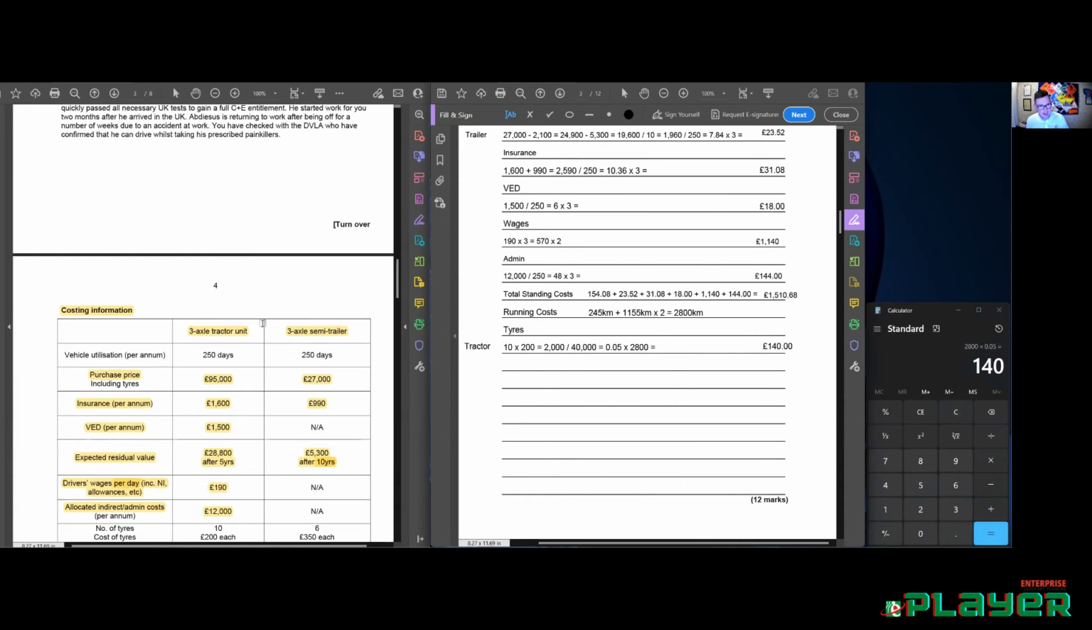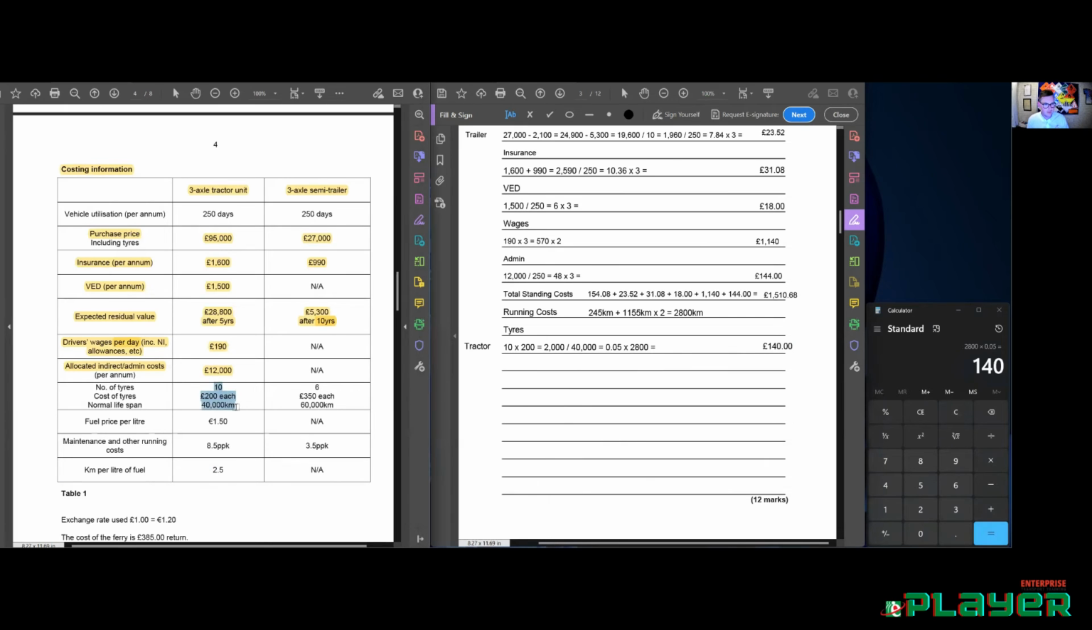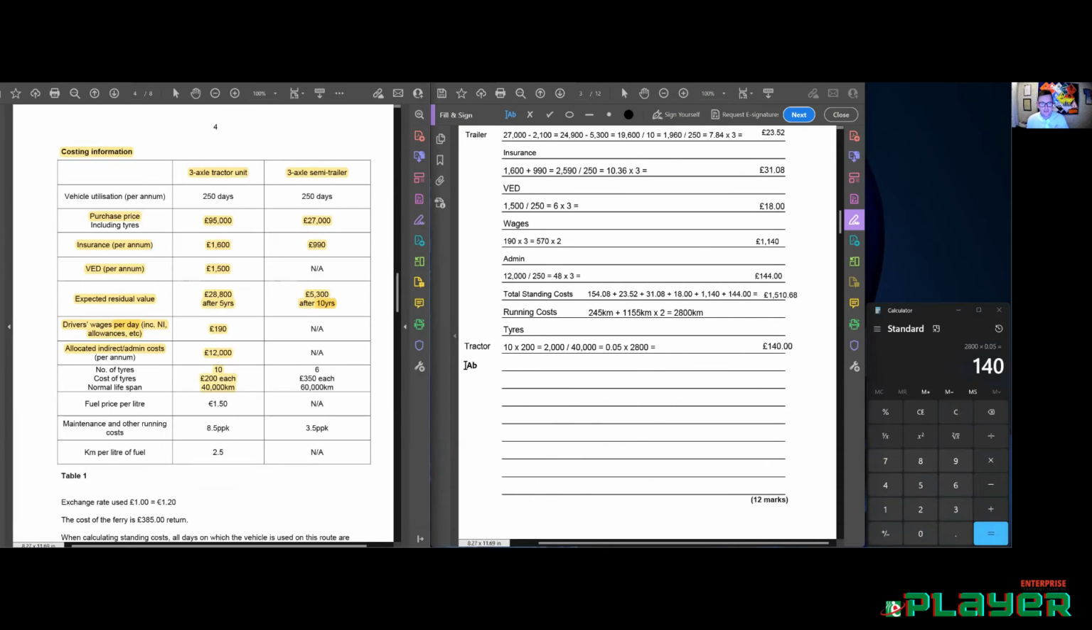So going back down to my costing table, I can say, right, I've done that, but I need to do the trailer. Do the same. 6 tyres this time, times by £350 each. Again, the very common errors are to, yes, you can see it's got 6 tyres, but a lot of people will times it by 200, or they'll do 10 times by 350. You've got to be focused on what you're doing. So 6 times 350 gives me a total tyre price of 2,100.